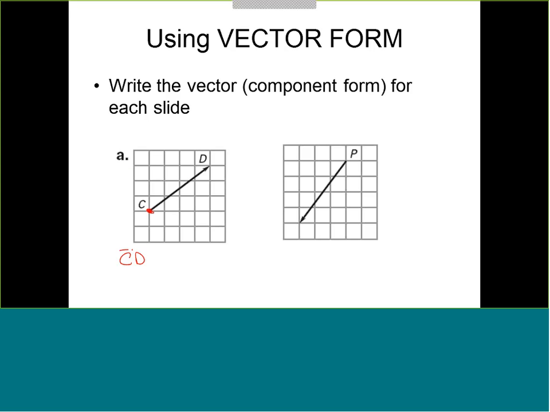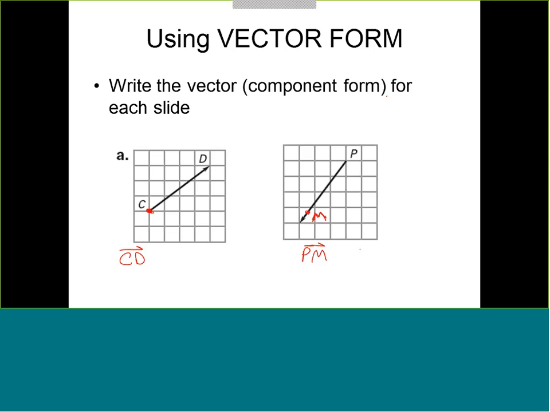Now vectors are labeled with just a partial ray. So CD, it's labeled with a partial ray in its direction. So D is the direction. That's why my partial arrow is on that side. Over here, P, let's label this down here. I'm going to put another point down here and label it M. So this one over here would be labeled P and then M, and then our partial arrow in the direction of the M. So write the vector in component form for each slide.